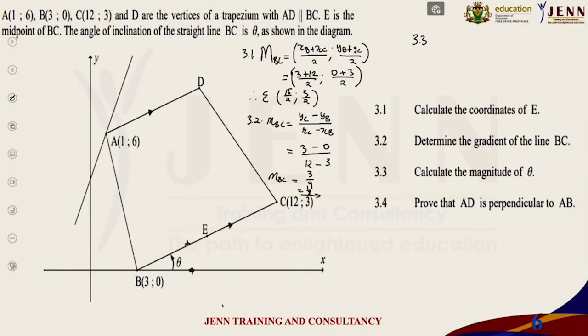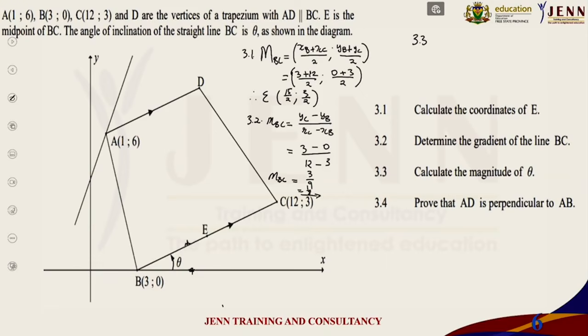Calculate the magnitude of theta. What is theta? Theta is the angle of inclination between line BC and the horizontal axis, which is the x-axis. And it makes line BC the line of inclination, because now we have the gradient of BC.